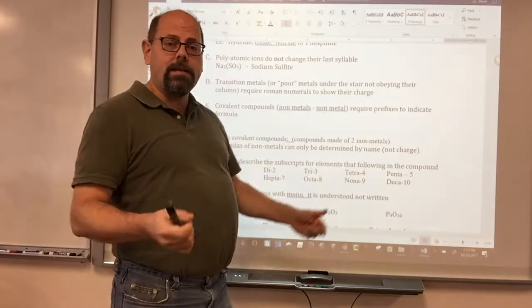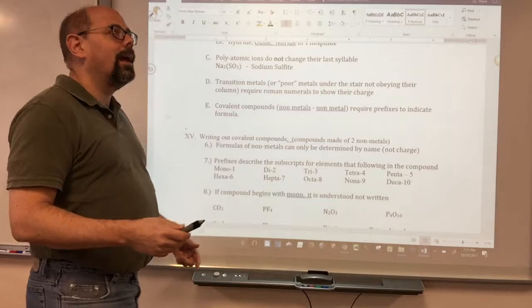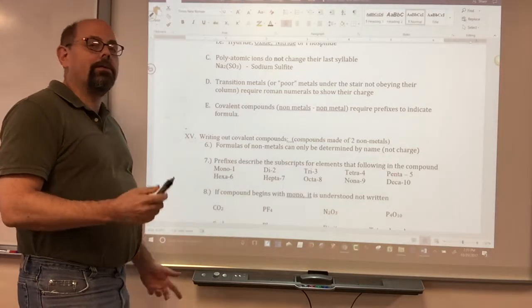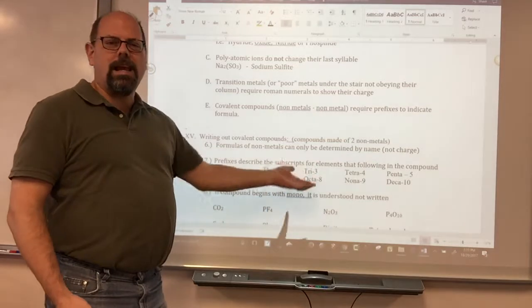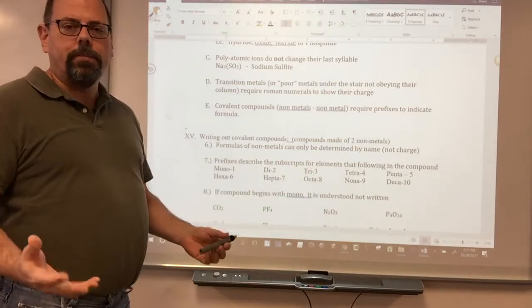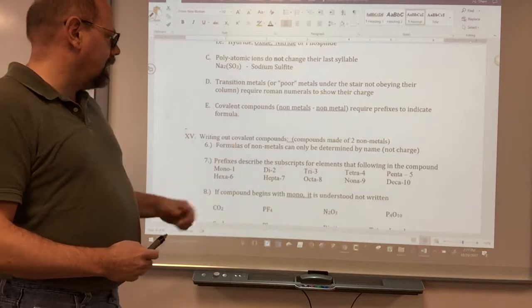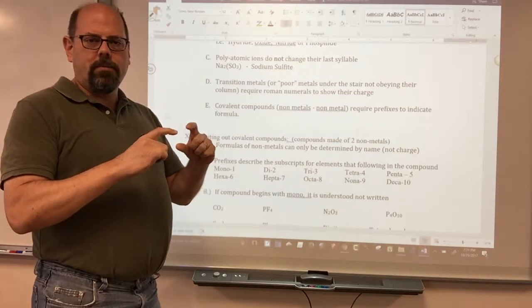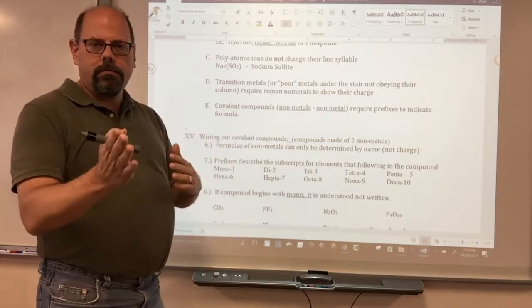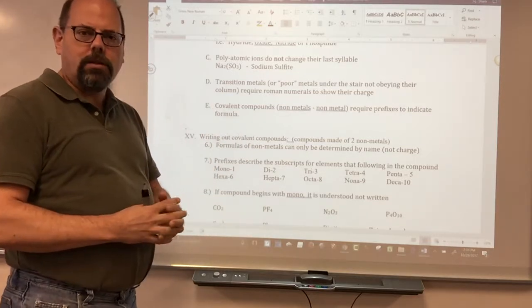But pentagon is five-sided. Hexagon, heptagon, octagon. These are the same prefixes we use for polygons, okay? Decagon, nonagon. So if you see that there are elements and you can see what their subscript numbers are, you put that prefix before the element, and you can then name those.